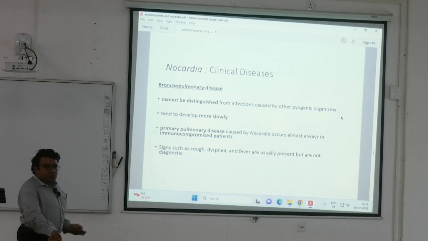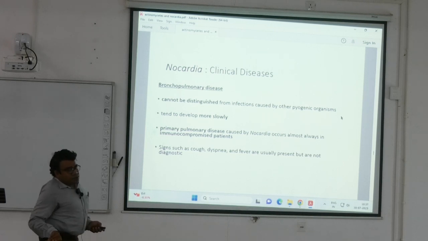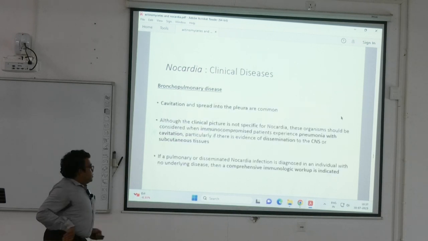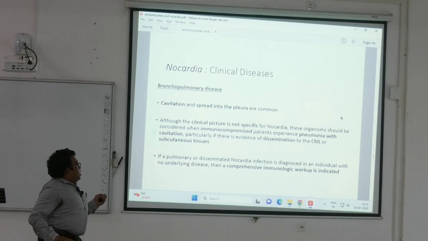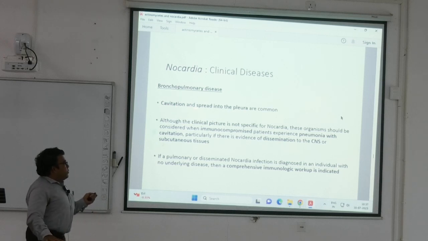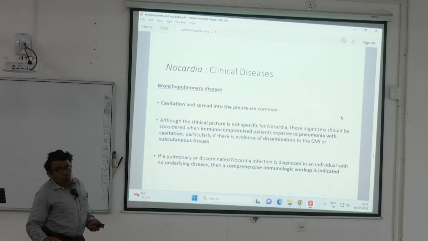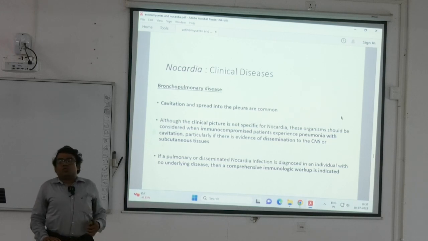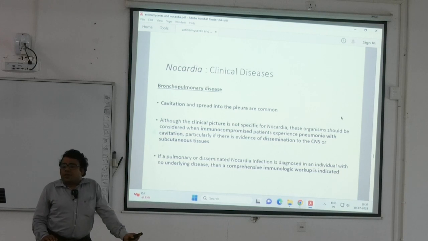The signs and symptoms will be like any other bronchopulmonary disease, including cough, fever and expectoration. Another important feature is cavitation and spread into the pleura. Cavitary disease is also seen in many other infections. Can you give any example of cavitary pulmonary disease?